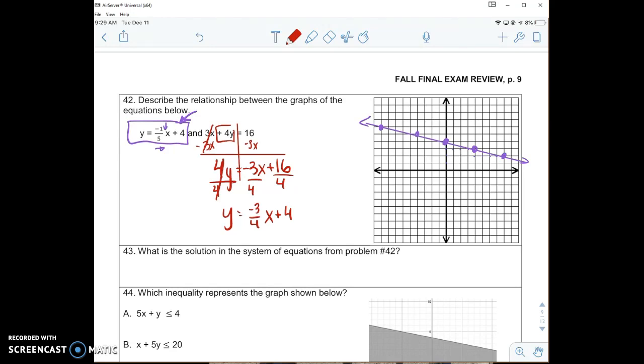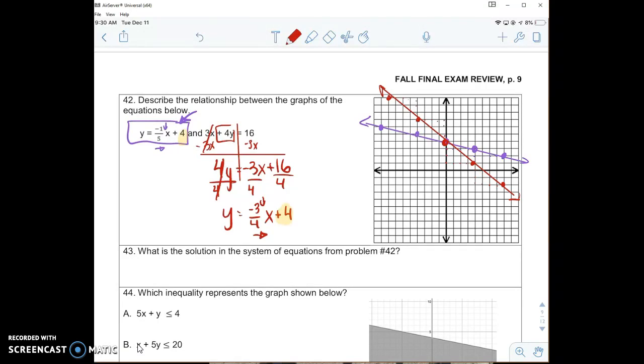Notice my slopes are not the same, so these lines won't be parallel. They're also not opposite reciprocals, so they are not perpendicular. But we do have the same y-intercept. So I'm starting again at positive 4. This time I'm going down 3 and over 4. I draw my line to connect my points.